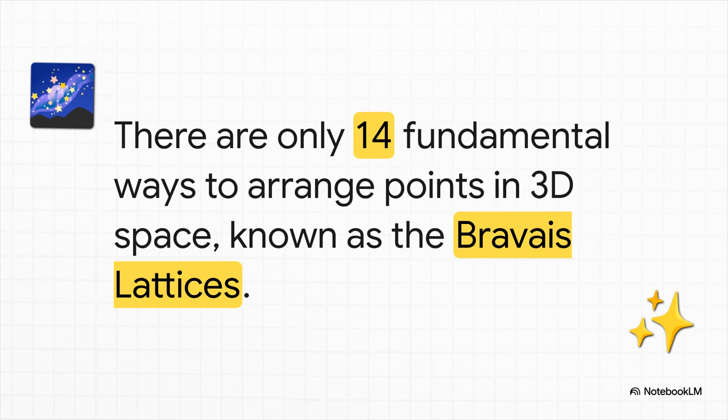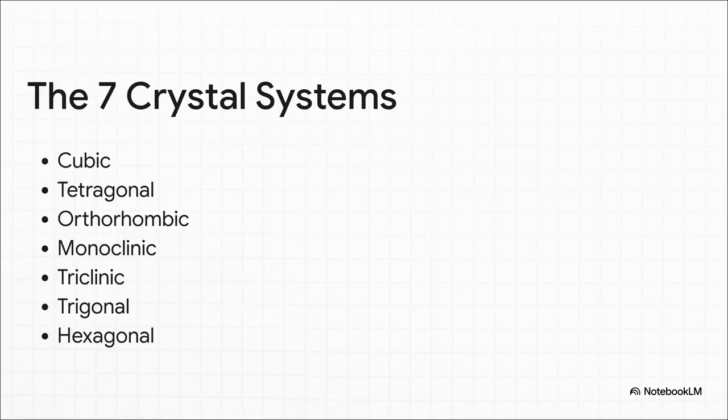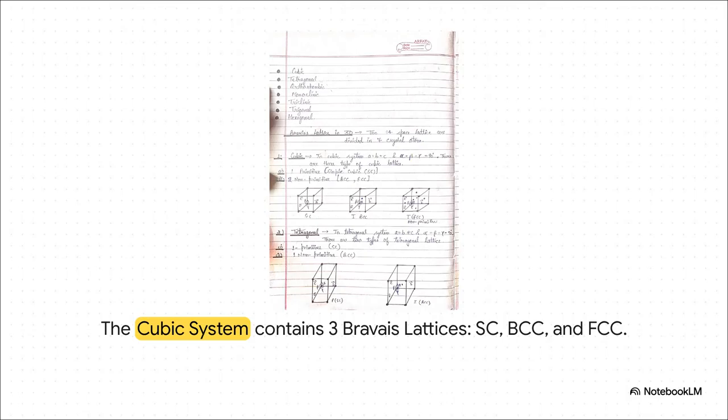That's the only choice. Now, to keep things organized, those 14 lattices are grouped into 7 larger families, which we call crystal systems. And the grouping just depends on the shape of their unit cell box. You've got the perfectly symmetrical cubic system, which we've talked about, all the way down to the least symmetrical one, which is called triclinic.